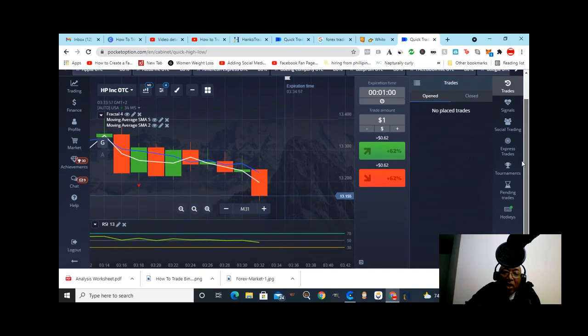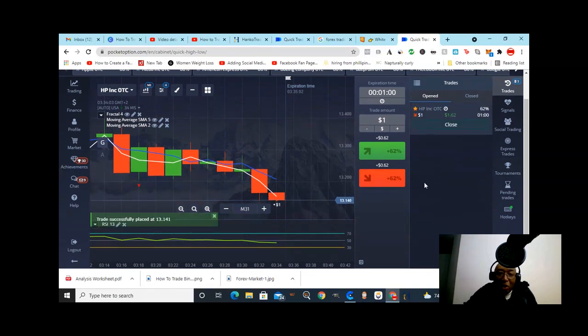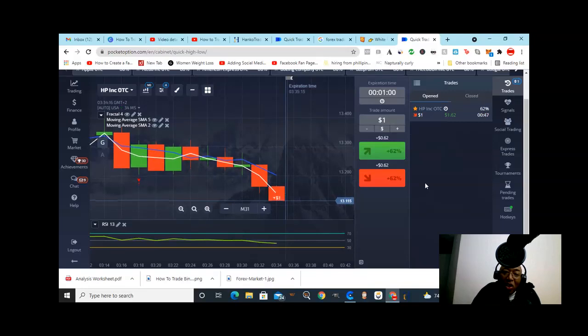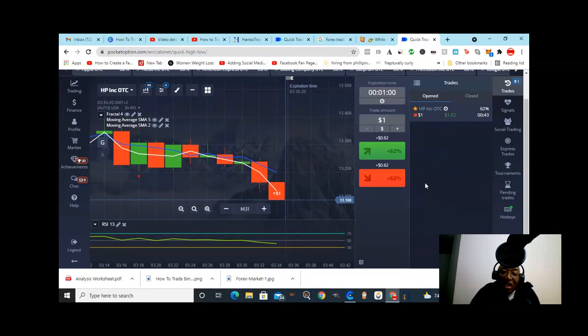Yep. So let's just enter a sell here and see what happens. See if we can win. 62%. So you win, for you risk $1 to get 60 cents. Let's see if that works. If it works, hey, 60 cents.